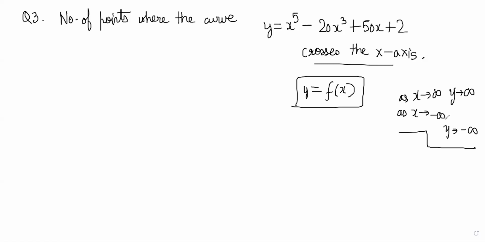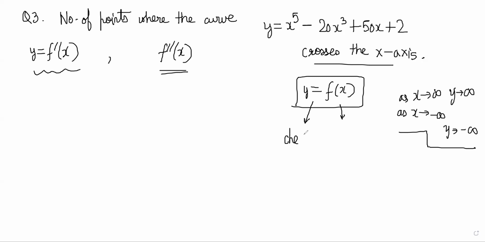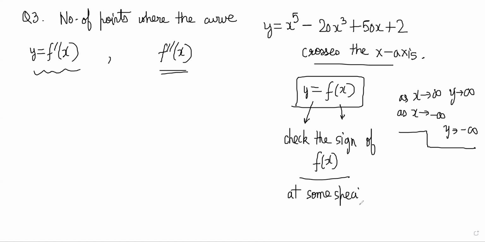And after that, you have to think about the graph of this curve, which you should realize from f dash x and f double dash x. You should try to think of the graph of the curve and also try to think of how many times it crosses the x-axis. So for that, you should check the sign of f of x. What do I mean by check the sign of f of x? You have to check it at some specific points. If the curve is changing sign from one point to the next point, then obviously it has crossed the x-axis in between, right?